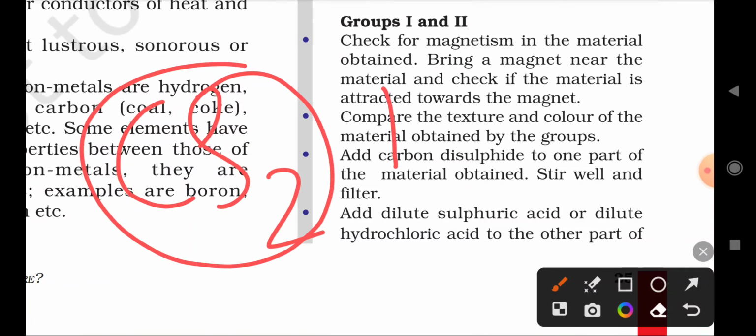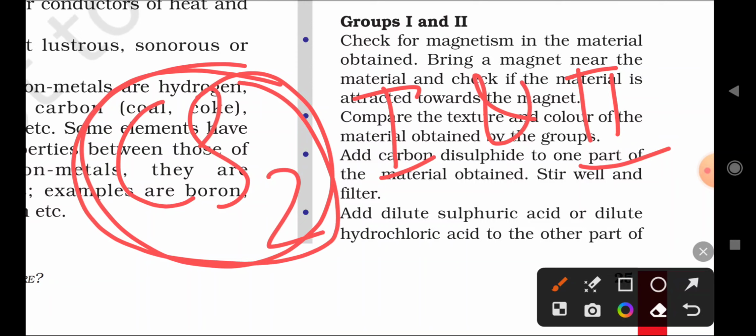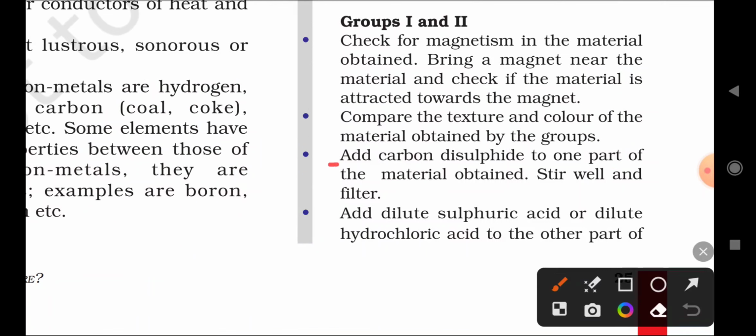Either you can add it to group 1 or group 2, right? You add carbon disulfide, stir well and filter it. The formula of carbon disulfide is CS2. Carbon disulfide, remember that. So add carbon disulfide to one part of the material obtained, stir well and filter.